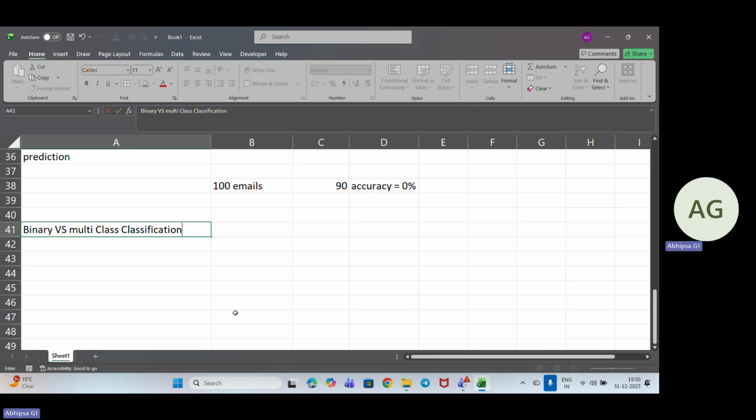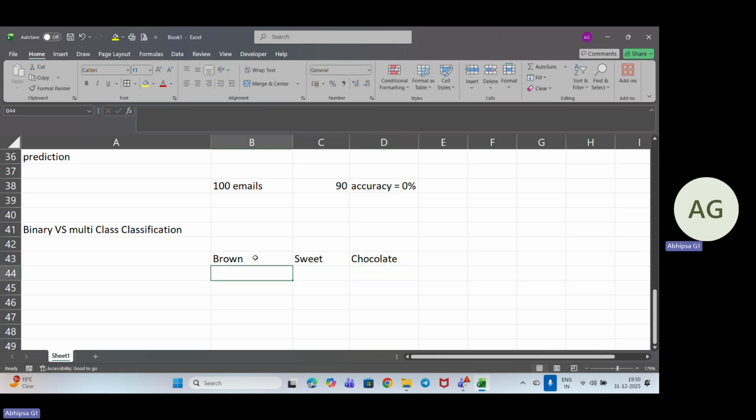Okay. So for example, we have the color, taste, and the ice cream flavor, to be very specific. Suppose the color is brown, and the taste, of course, is sweet, and the flavor is chocolate. And coming down here, suppose it's pink, it's sweet, of course, and it is strawberry.